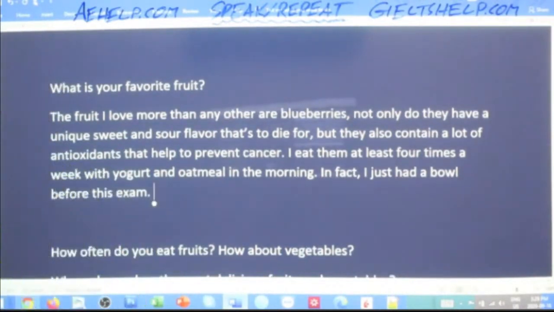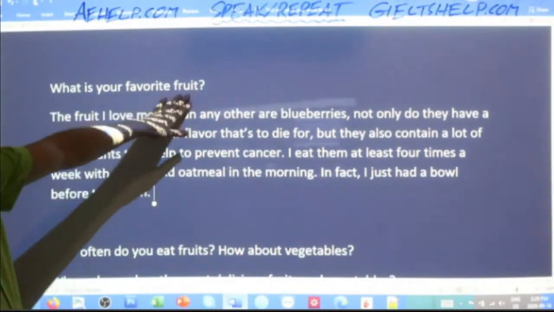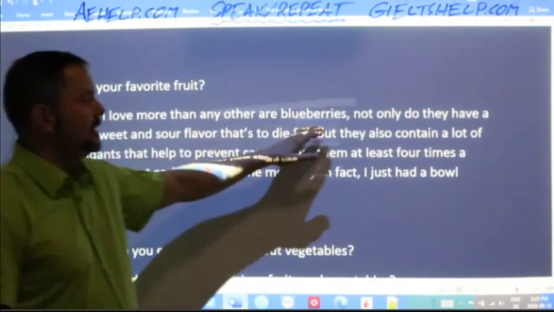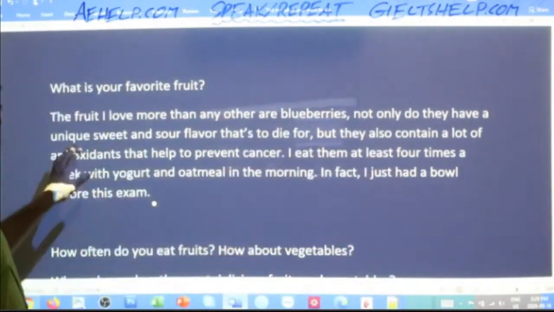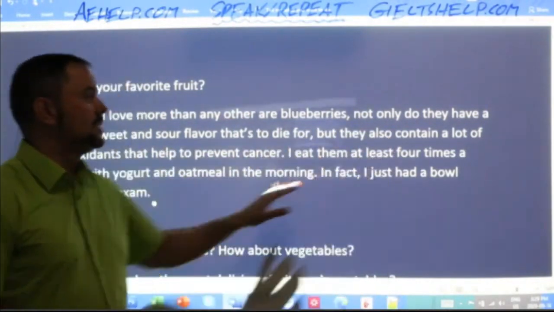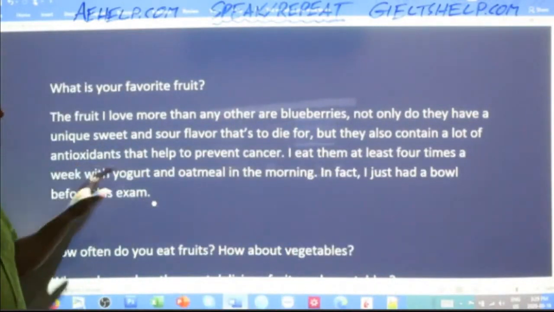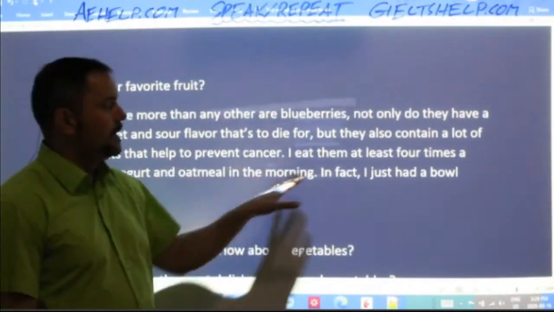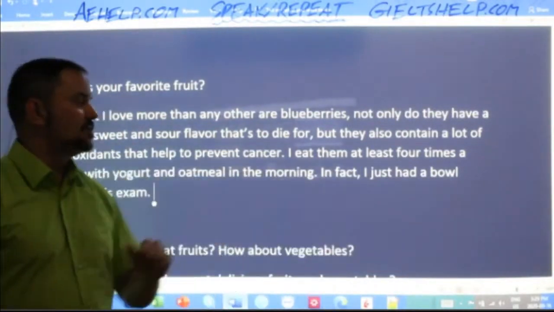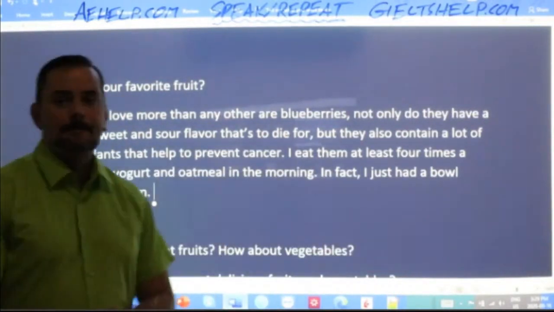Here we go, students. So what is your favorite fruit? The fruit I love more than any other are blueberries. Not only do they have a unique sweet and sour flavor that's to die for, but they also contain a lot of antioxidants that help to prevent cancer. I eat them at least 4 times a week with yogurt and oatmeal in the morning. In fact, I just had a bowl before this exam.